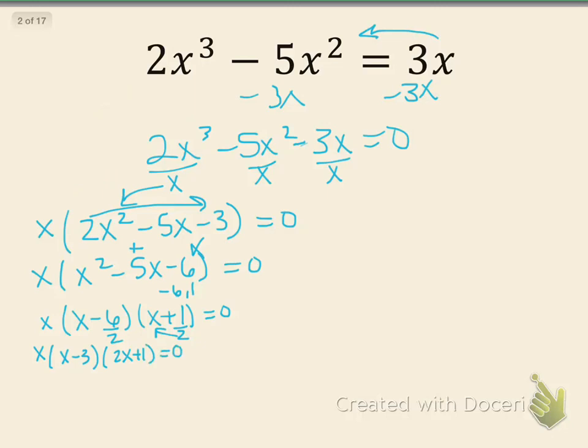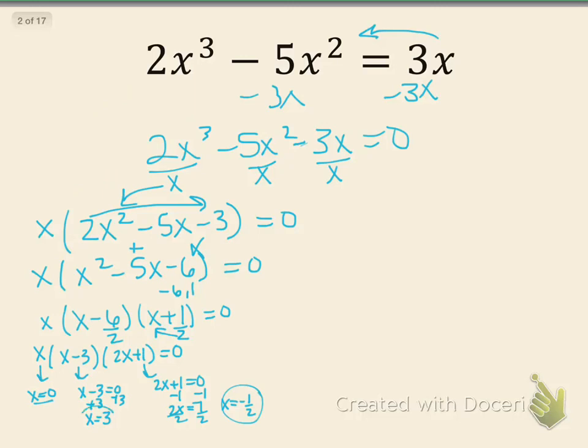Now, since it's completely factored, I can use ZPP. I can set this equal to 0, I can set this equal to 0, and I can set this equal to 0 and solve them. So this one's already solved. We need to add 3 for this one, so x equals 3. We need to subtract 1 and divide by 2. So this one, x equals negative 1/2.